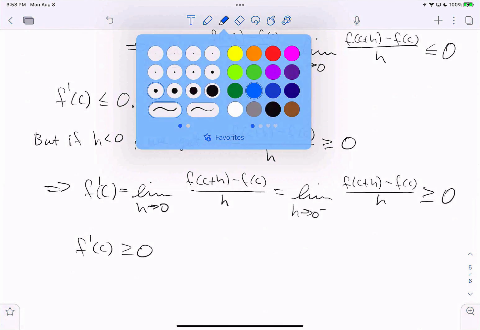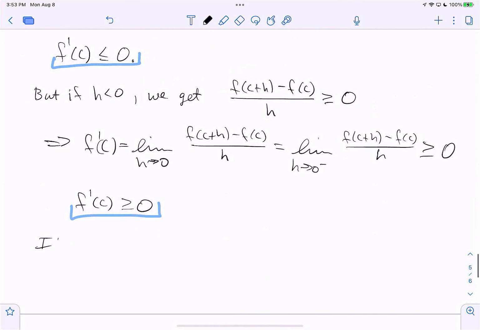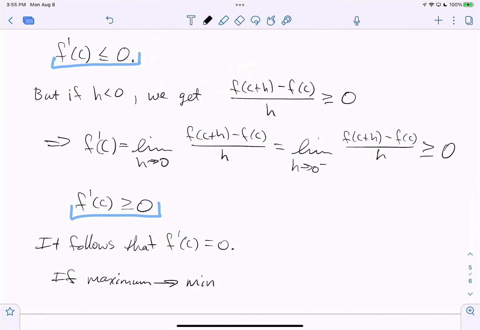Well, now look what we've done. We've got f prime of c is less than or equal to 0, and we have f prime of c is greater than or equal to 0. It follows that f prime of c equals 0. You can see that if we replace maximum by minimum, then we will reverse the original inequality, so f of c will be less than or equal to f of c plus h, and all the same steps will give us the same result. That proves Fermat's theorem.